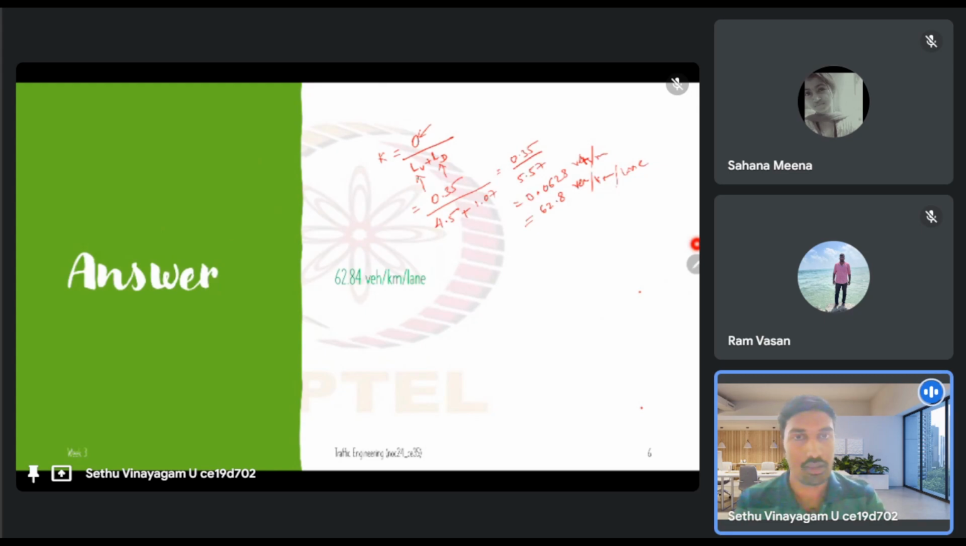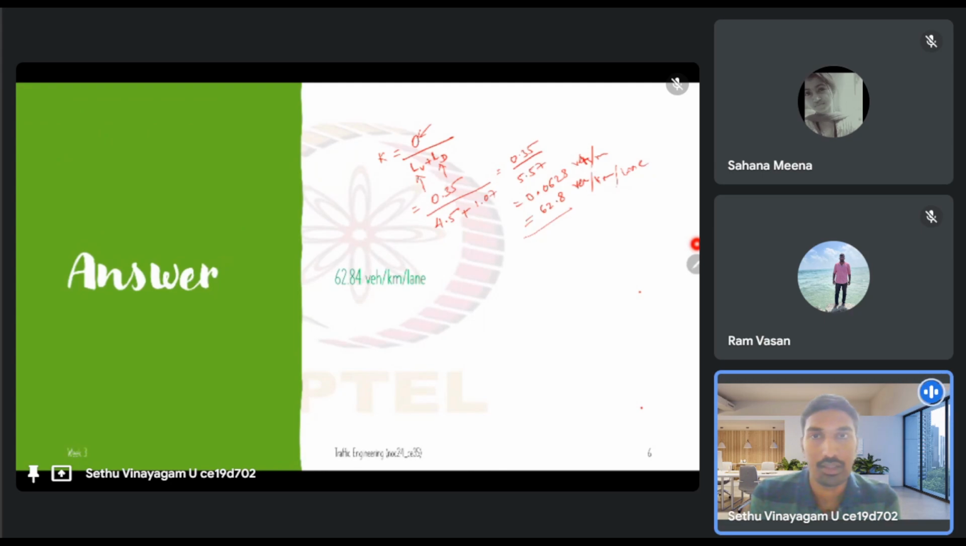So this occupancy is measured in one particular lane of the approach. Therefore, this is the density measured per lane of whichever approach that we are measuring, right? So the density is 62.8 vehicles per kilometer per lane. Okay, so why do we go for this?